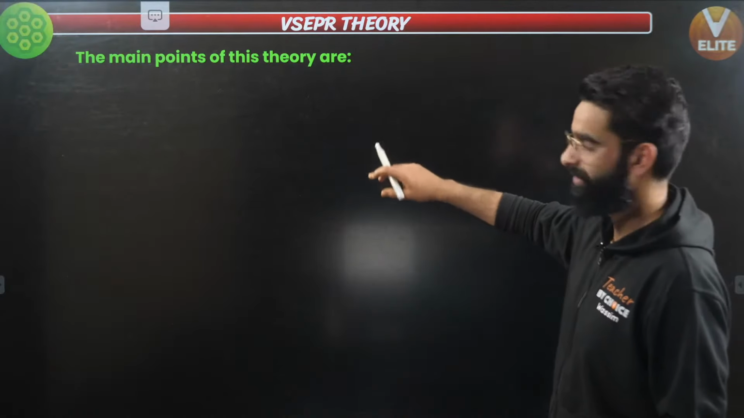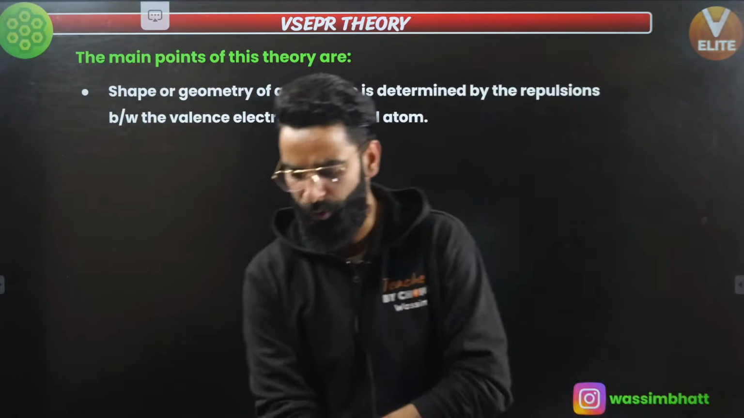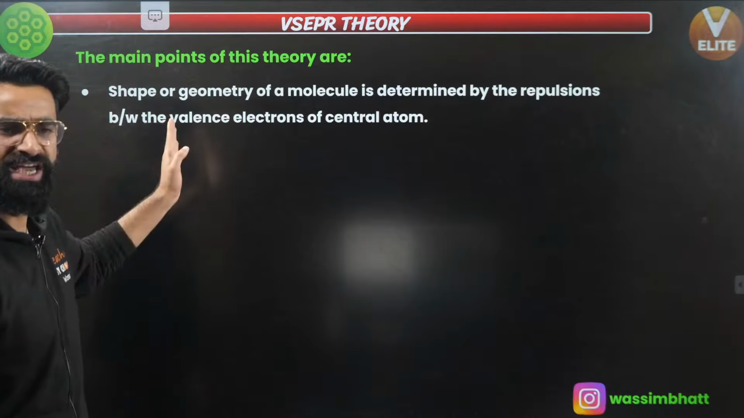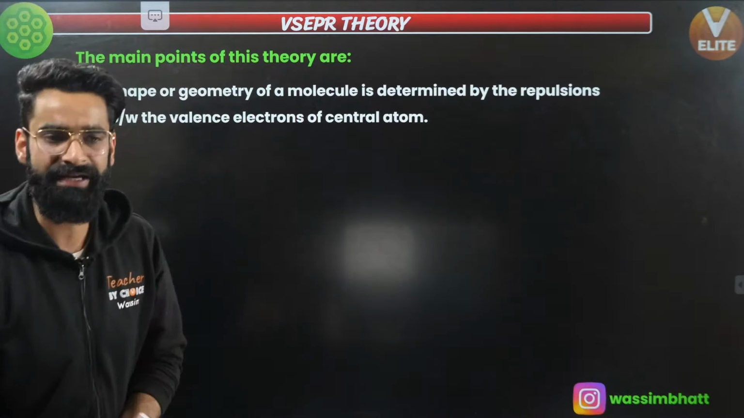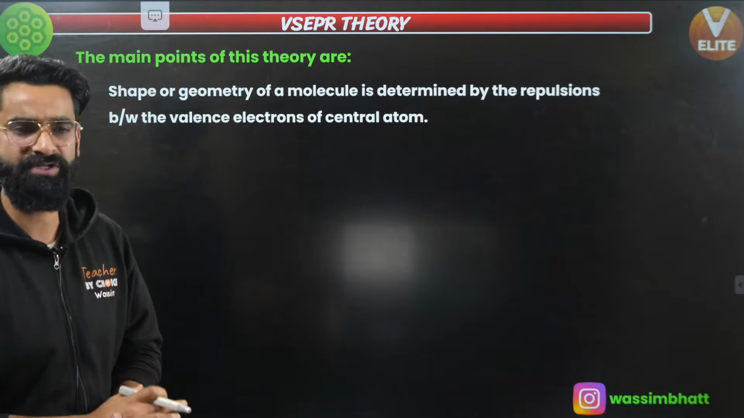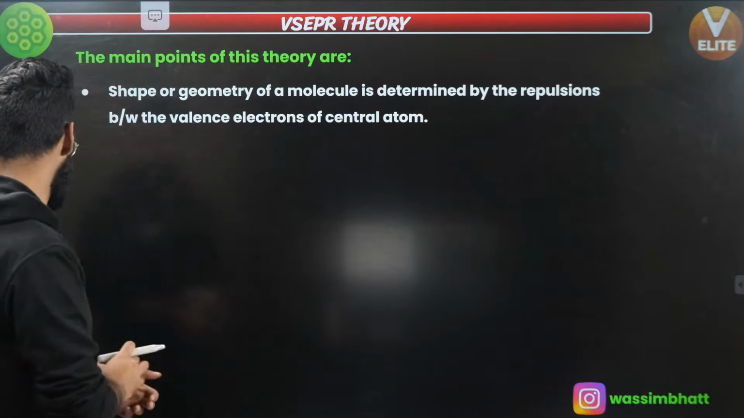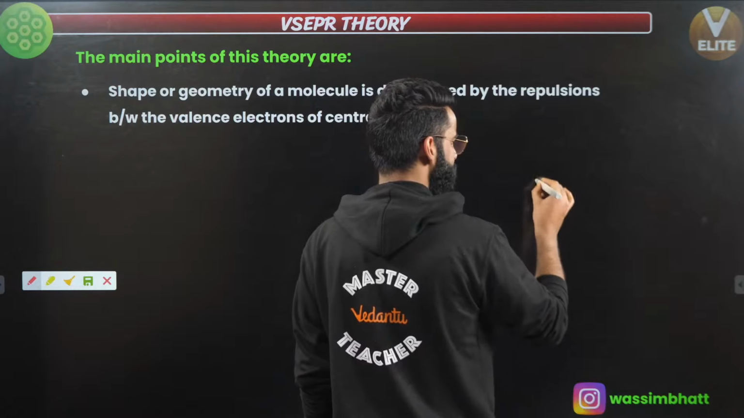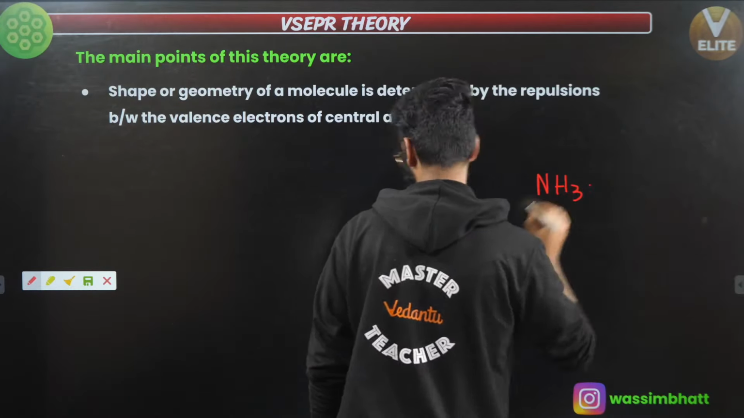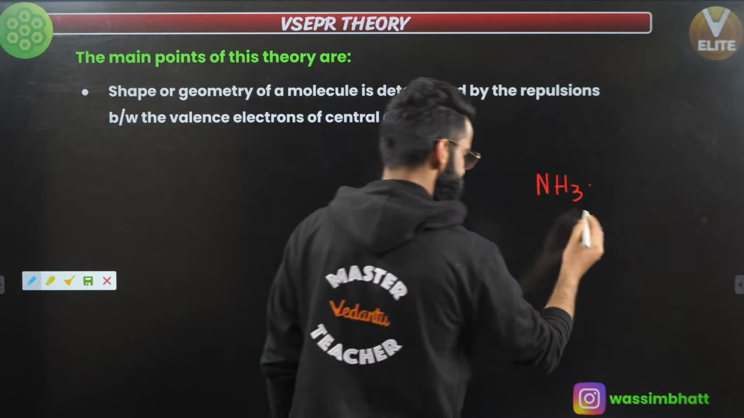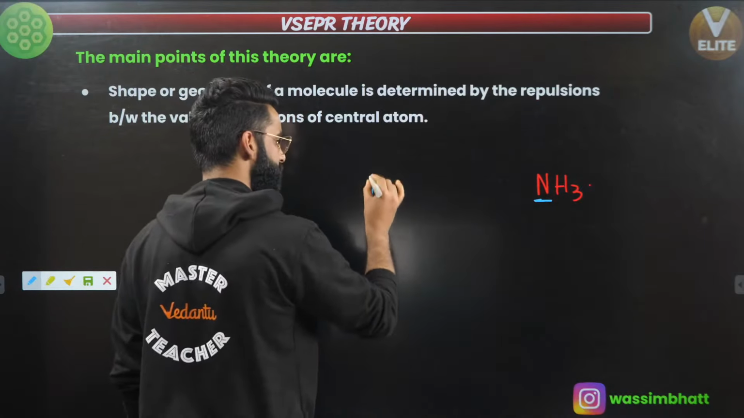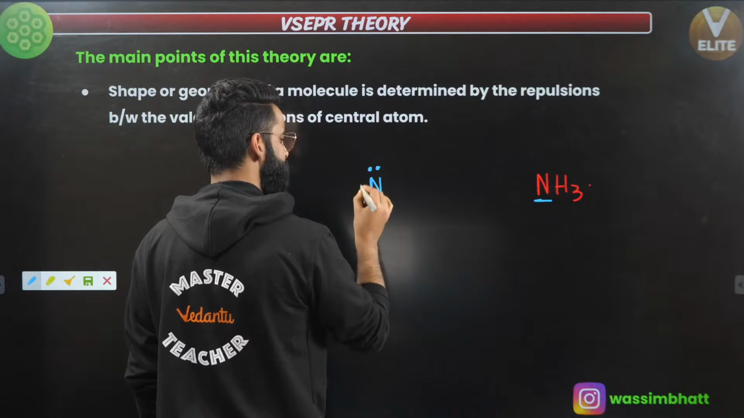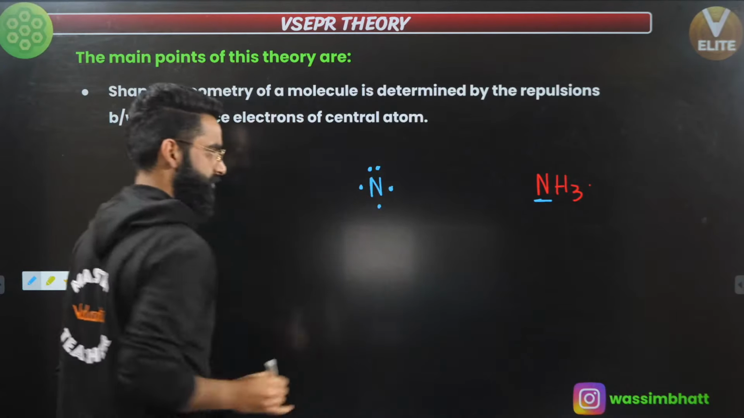Perfect guys. So the first point in case of valence shell electron pair repulsion theory, what is it all about? Have a look guys. The shape or geometry of the molecule is determined by the repulsions between the valence electrons of the central atom. What does that mean? Let's take the molecule NH3. Well people, in this NH3, which one is the central atom? This nitrogen is the central atom. And this nitrogen has how many valence electrons? As you must know, it has 5 valence electrons. These are the 5 valence electrons of this nitrogen.